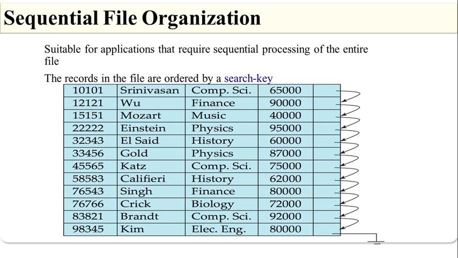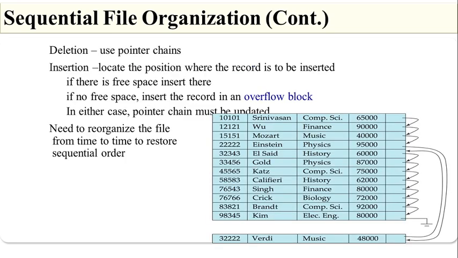In the sequential file organization, if you consider, the records will be stored in sequential order and are suitable for applications that require sequential processing of the entire file. The records in the file are ordered by a search key. Okay, and for deletion, if you consider, then use a pointer change to delete. So for example, we are seeing an example.